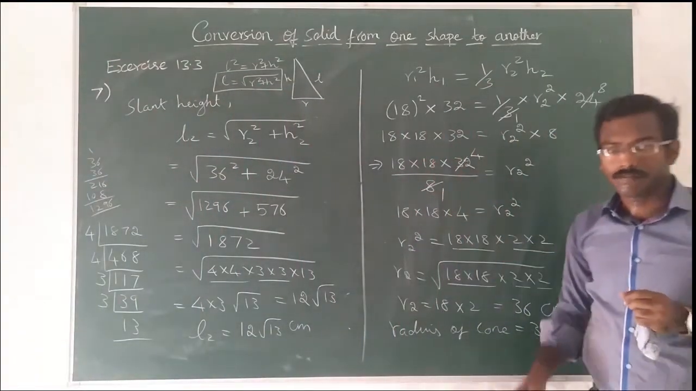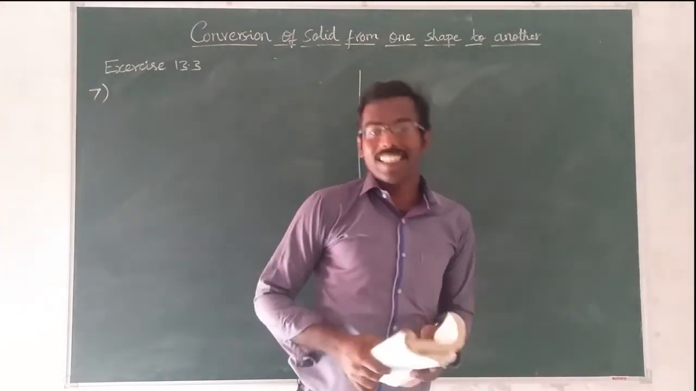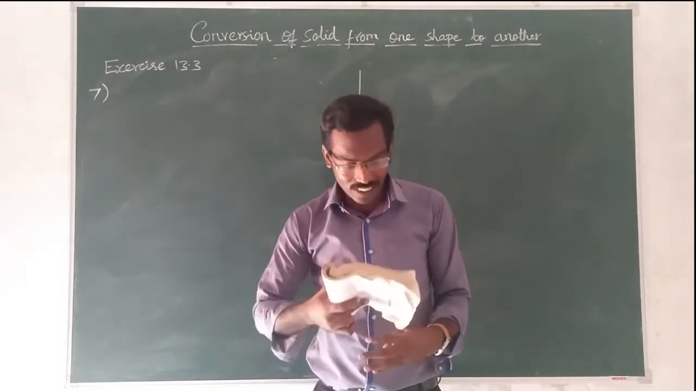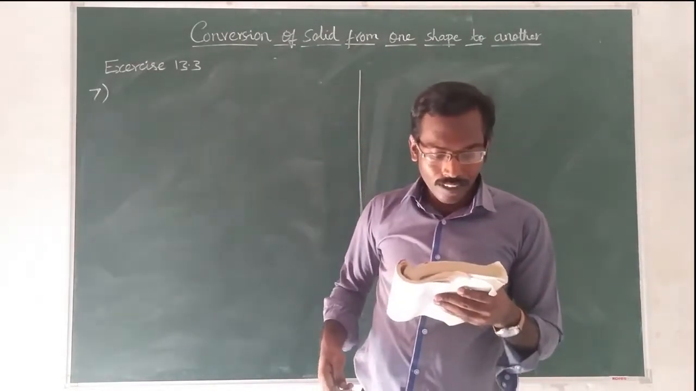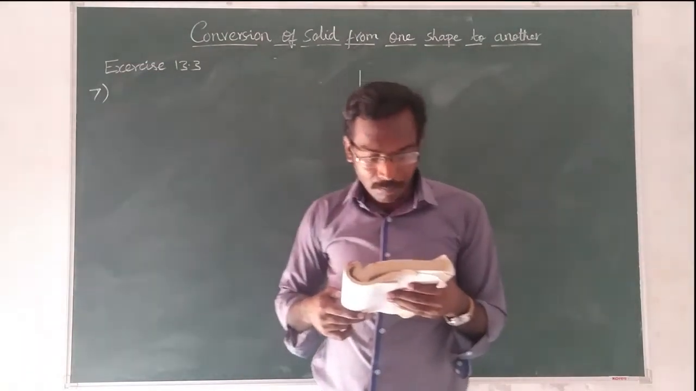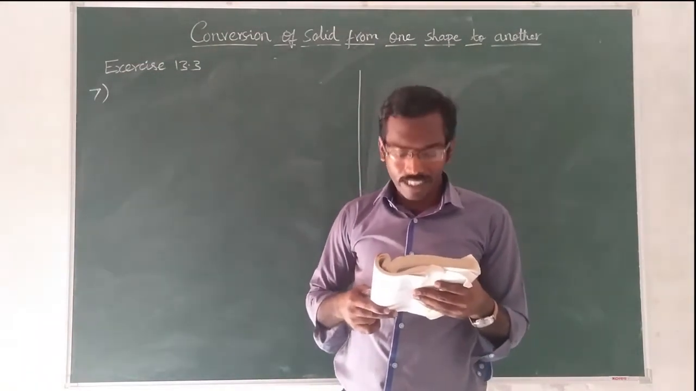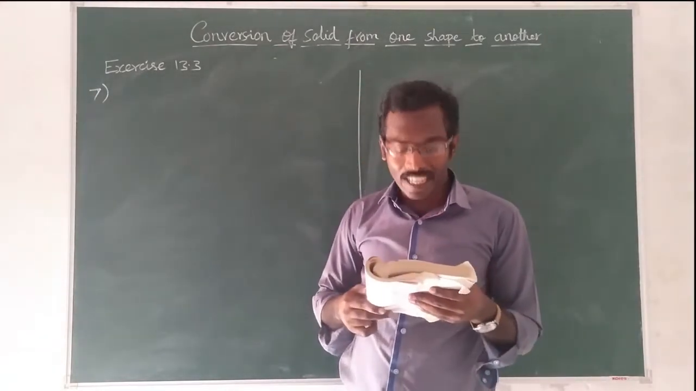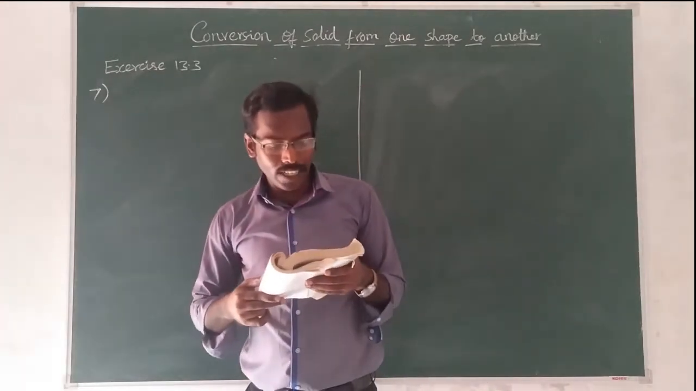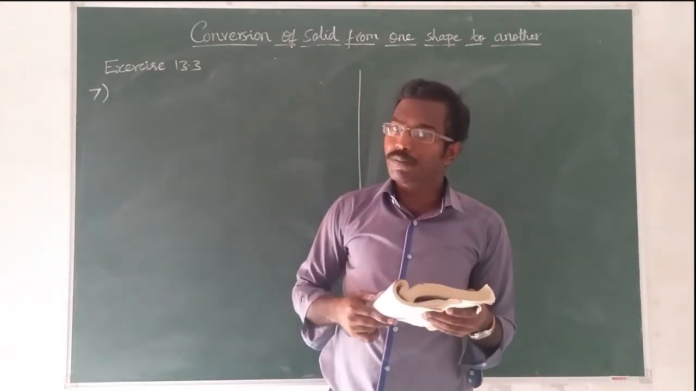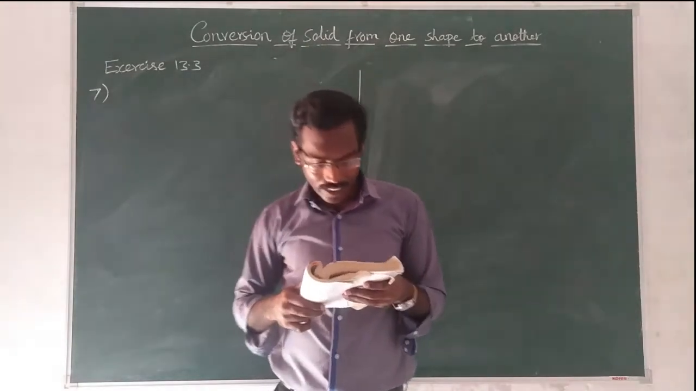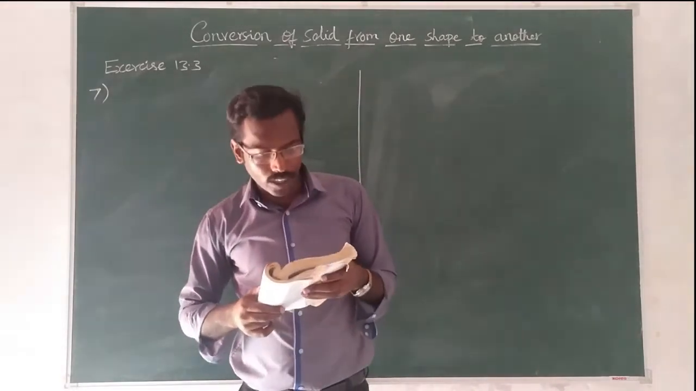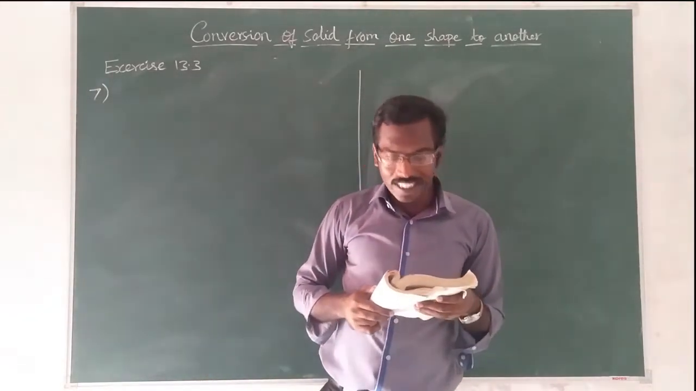We'll do one more. Okay, children, let's look at the ninth sum, a very important sum, page number 252, exercise 13.3. A farmer connects a pipe of internal diameter 20 cm from a canal into a cylindrical tank in her field, which is 10 meter in diameter and 2 meter deep. Deep means height. If water flows through the pipe at the rate of 3 km per hour, in how much time will the tank be filled?